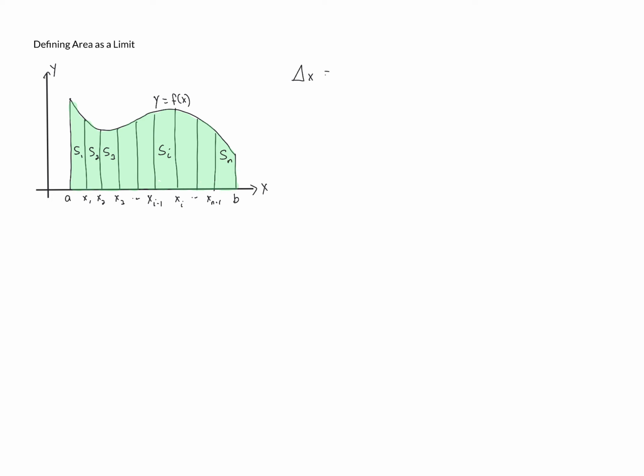And we said that to calculate that width, we take the whole width of the interval, which is b minus a, and then divide by the number of strips, where there are n of them. And so this is the width of a strip.